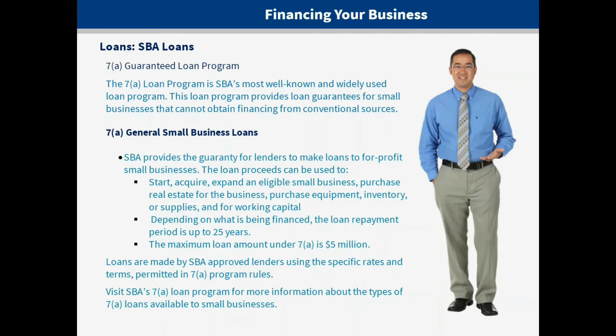The loan proceeds can be used to start, acquire, or expand an eligible small business, purchase real estate for the business, purchase equipment, inventory, or supplies, and for working capital. Depending on what is being financed, the loan repayment period is up to 25 years. The maximum loan amount under 7A is $5 million. Loans are made by SBA-approved lenders using the specific rates and terms permitted in the 7A program rules. Visit SBA's 7A loan program for more information about the types of 7A loans available to small businesses.